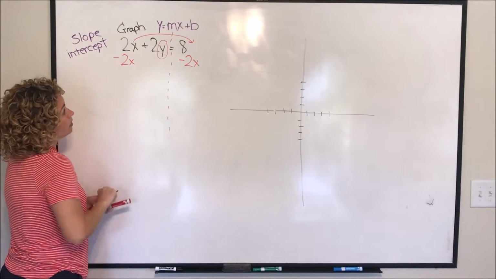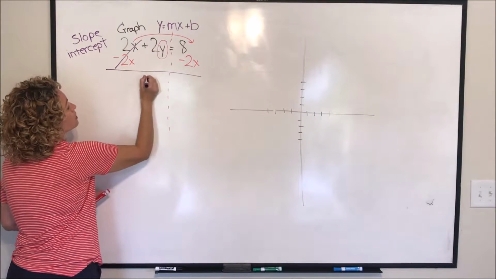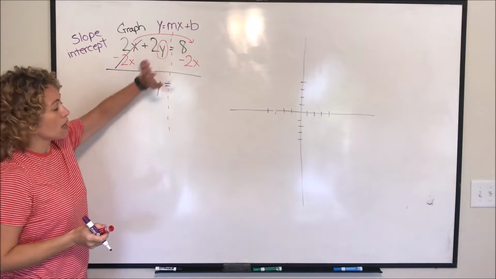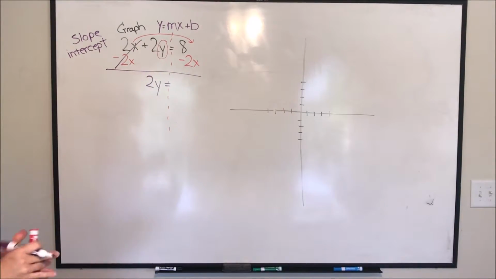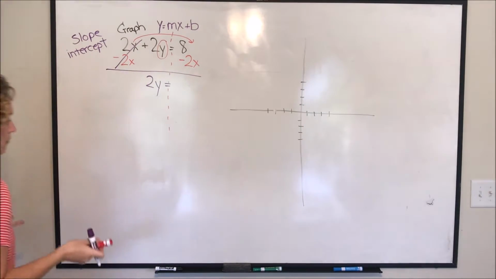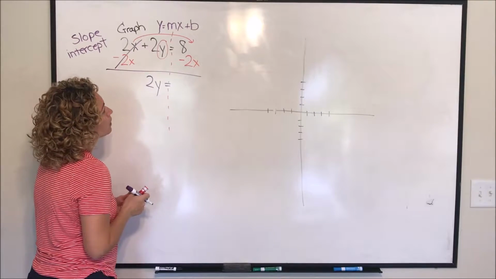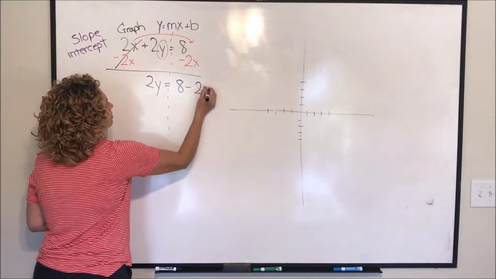Okay? Now, those 2x's cancel out. We're left with 2y equals 8 minus 2x. Are those like terms? Hopefully you're saying no. They are different. 8 minus 2 x-ray fish. They don't go together. Okay? So that's 8 minus 2x.